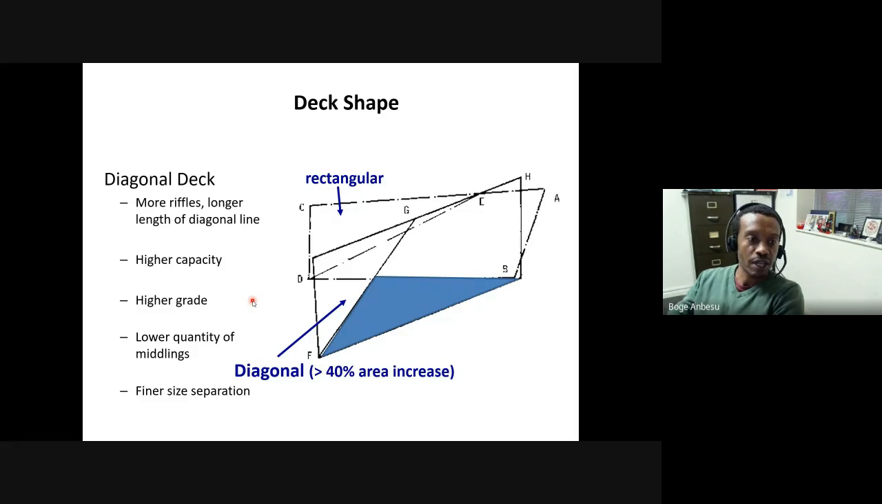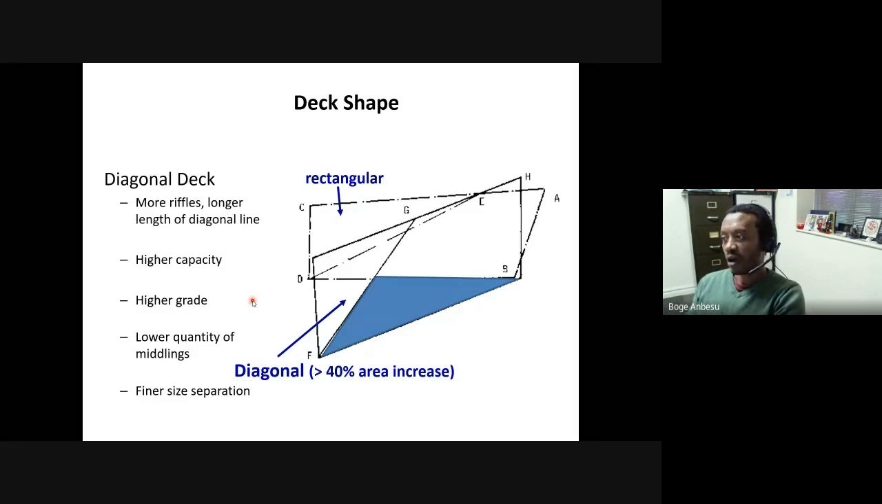In terms of the design of the deck itself, some are rectangular, some are diagonal. So this is just based on whatever machine you buy. And obviously when you have a diagonal deck, you actually have a larger area, you have more riffles on the table, therefore you can operate maybe at a higher capacity. And also because you have lots of grooves or riffles, particles get a lot of opportunity to be separated. So again, you may end up with a higher grade concentrate as well.